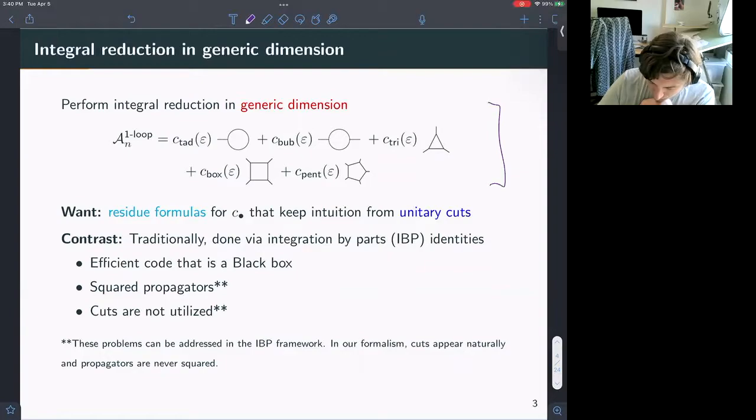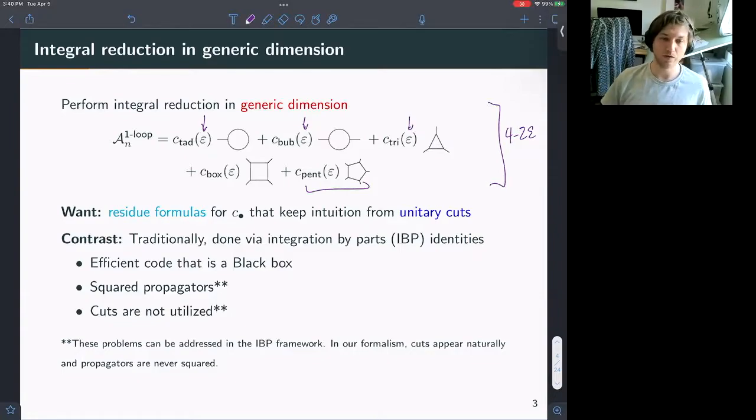One loop, in generic dimension, or 4 minus 2 epsilon dimensions, the decomposition of a one loop amplitude looks like this instead. You'll notice that we've lost the rational term. The rational term is now inside the epsilon dependence of these coefficients. We've gained an additional integral, this pentagon, which does vanish in the 4D limit.